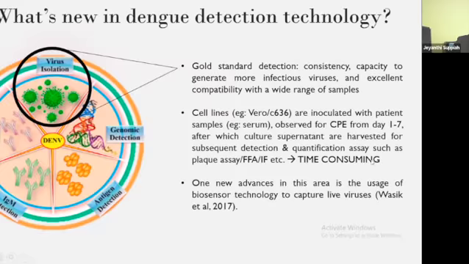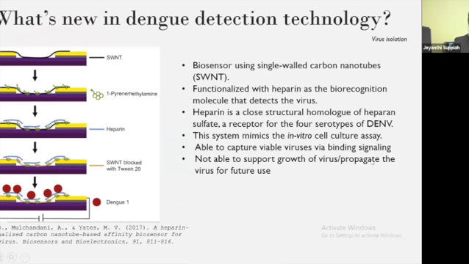So Wasik 2017 explained the development of a biosensor using single wall carbon nanotubes, called the SWNT, that mimics the in vitro cell culture system. So basically what the scientists did, they took the single wall carbon nanotube and they functionalized it with heparin as a biorecognition molecule that detects the virus.